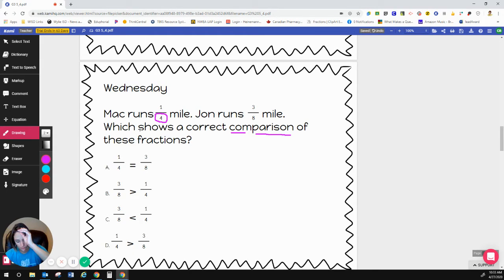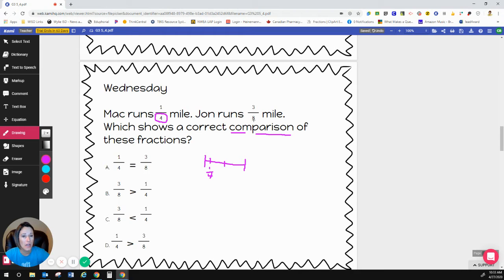I know when I think about fourths and I think about 1/4, if I were to put that on a number line, I partition it into groups of 4. Well, 1/4 would be really close to 0. It'd be closer to 0 than it would be to half. Okay? And thinking about 3/8.